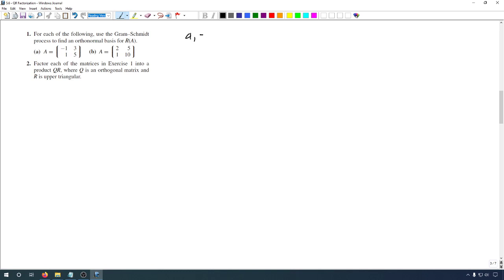But here our A1 is (-1, 1), our A2 is (3, 5), and we're going to orthogonalize this. So first things first, we need the norm of A1. Actually, since I'm just going to be squaring that anyway, let's leave out the minus. So we get a square root of 2. So our Q1 is just A1 divided by square root of 2.